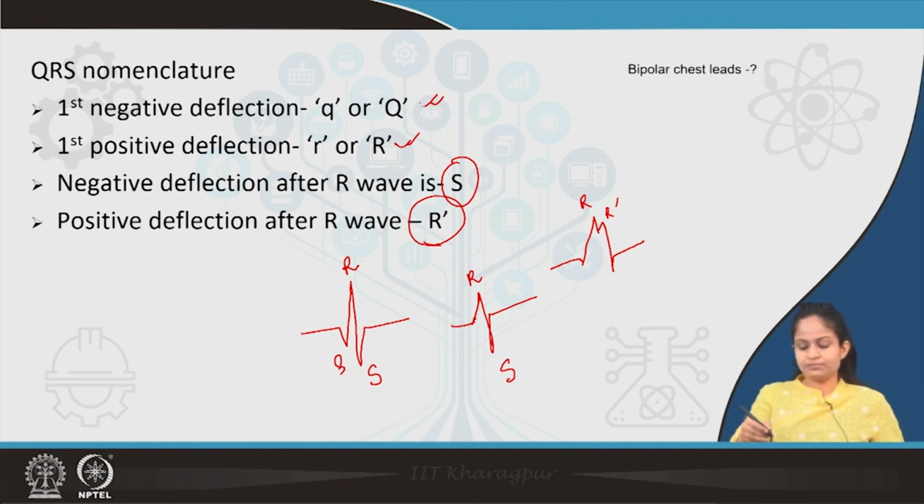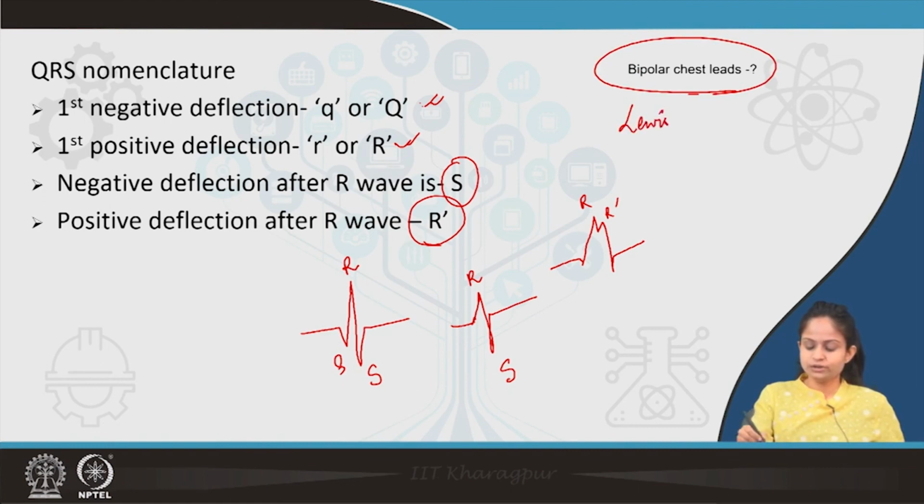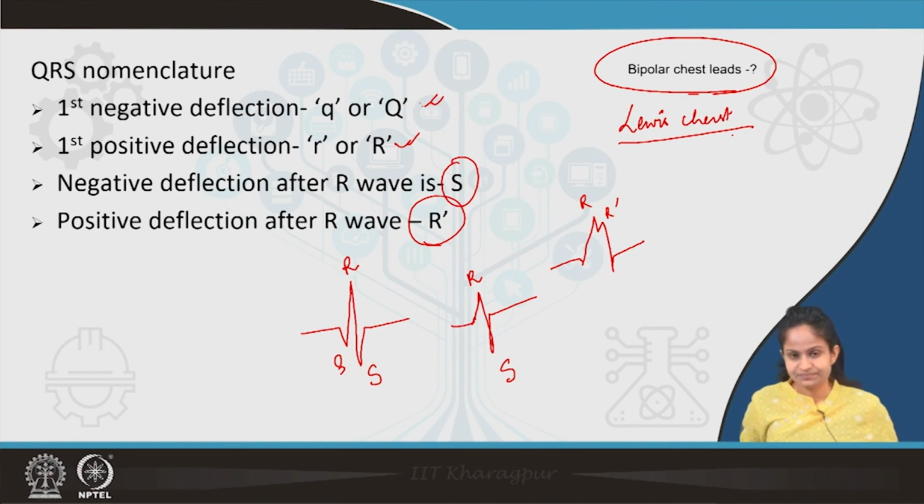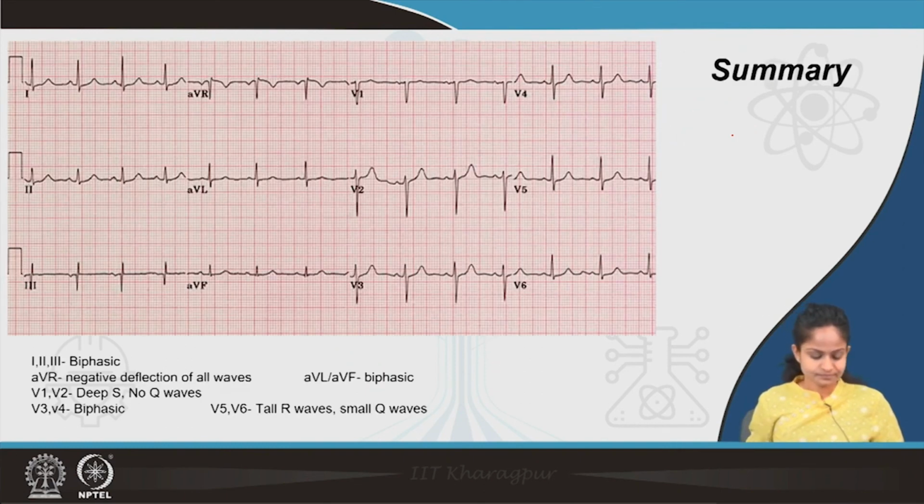Till now we have seen unipolar chest leads. We also have bipolar chest leads, which are known as Lewis chest leads. These Lewis chest leads are nothing but bipolar chest leads, which are usually placed to record the atrial flutter. So, this is the summary of your ECG.